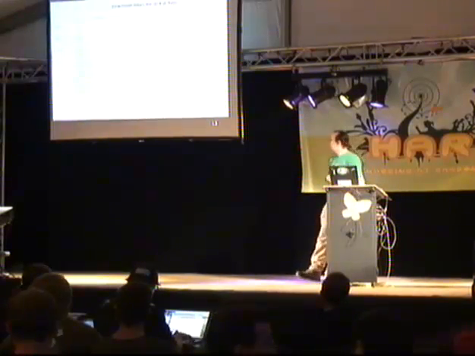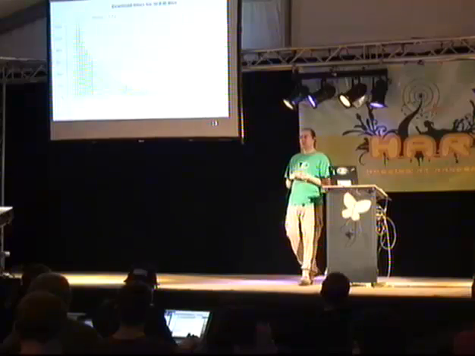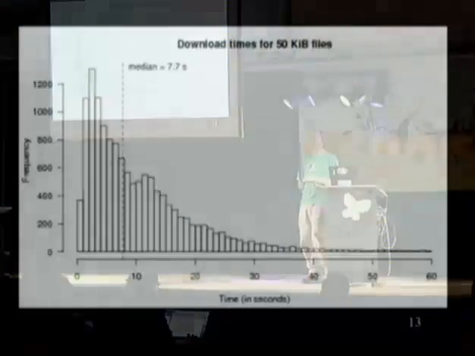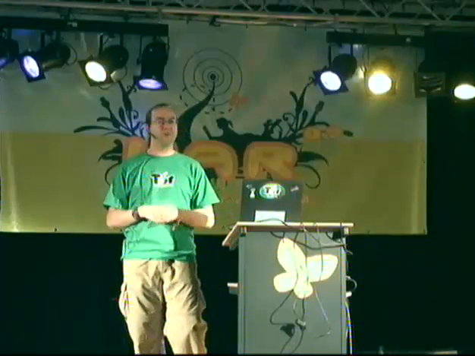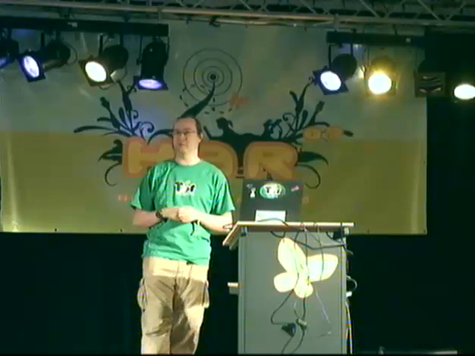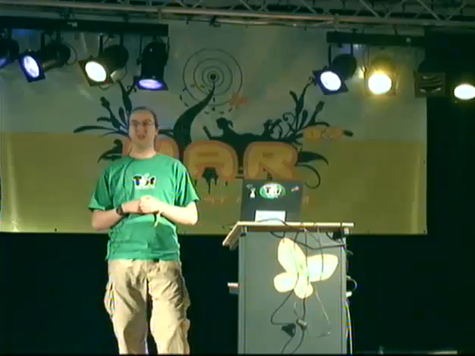So we have been trying to figure out what parts of Tor are slow these days. And here's a graph, courtesy Karsten. We downloaded a 50 kilobyte file 14,000 times over Tor, and we tried to figure out how long it took each time. There are a couple of things to point out here. One of them is the median download time. The average time that it takes to fetch the 50 kilobyte file is almost 8 seconds.